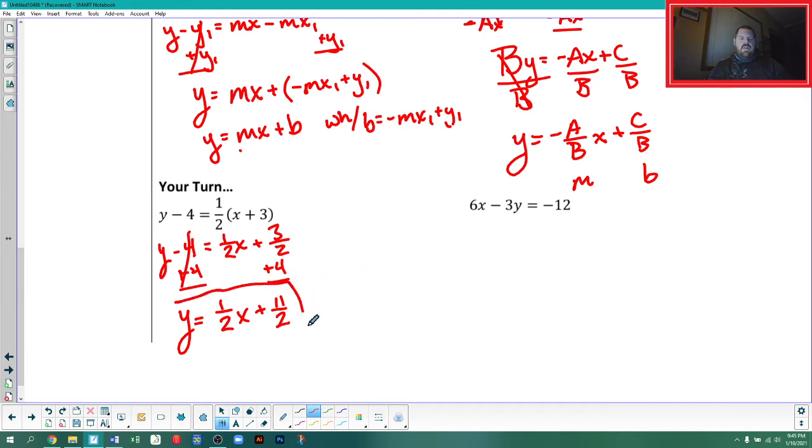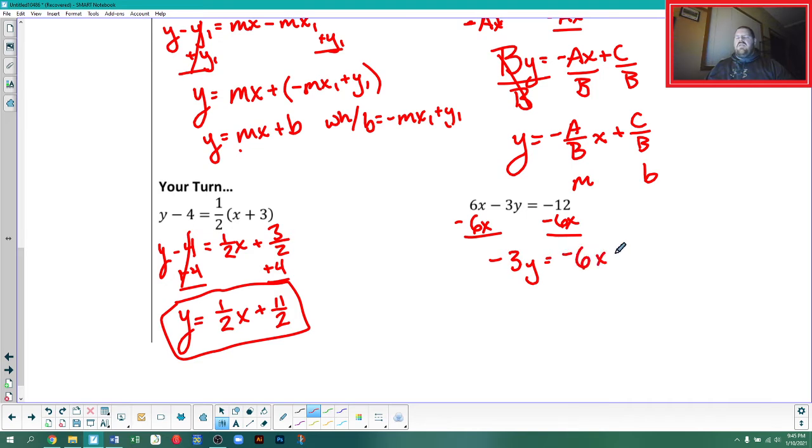Okay. That is our equation in slope-intercept form. Our next one, we have 6x minus 3y equals negative 12. We'll go and subtract 6x from both sides. That's what I did before. And so I have negative 3y equals, I'm going to sneak that negative 6x in at the start. And then I'm going to divide by negative 3.